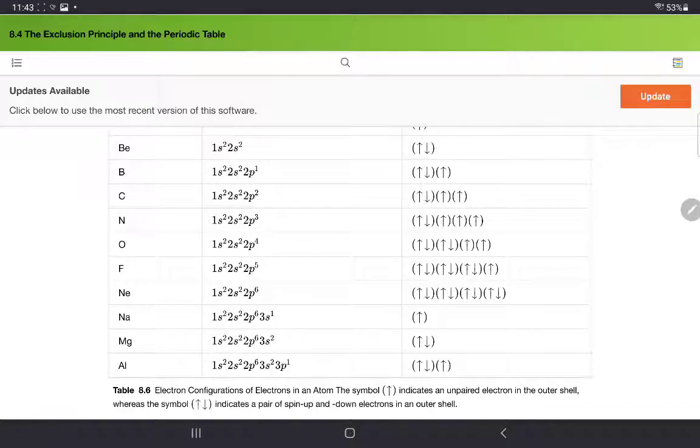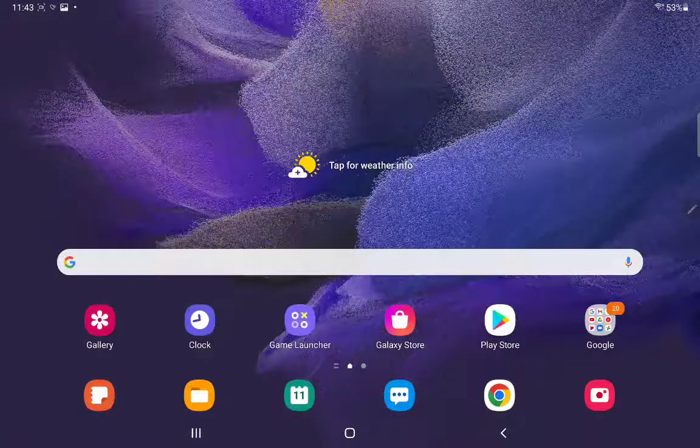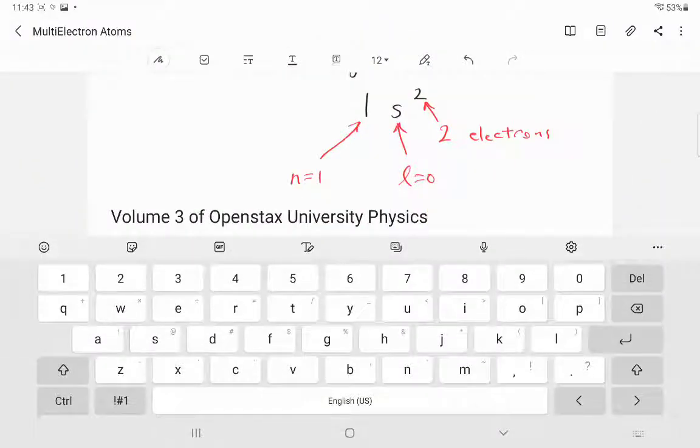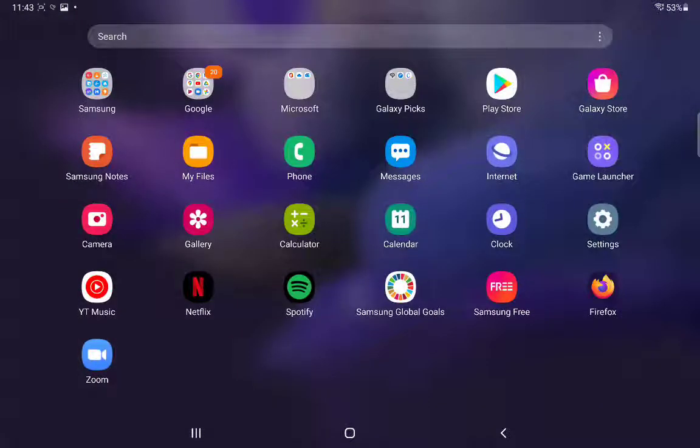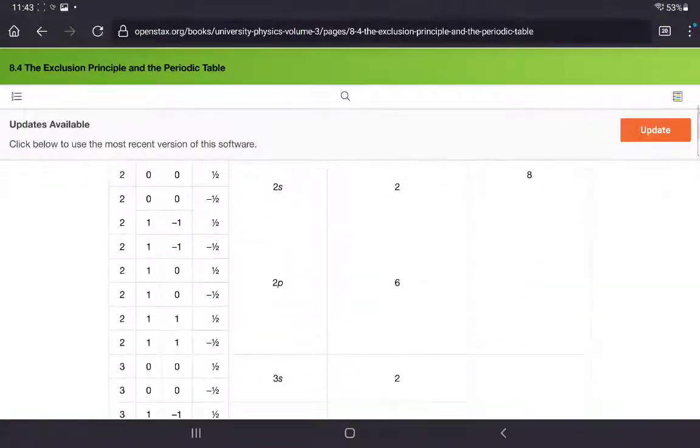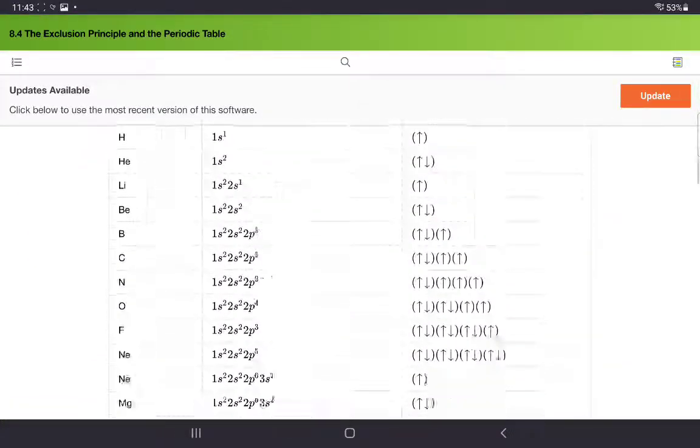All right. So let's go back to the notes. So I showed you that magnesium, in order to get magnesium, let me go back. And so magnesium is, actually, let's go this way.